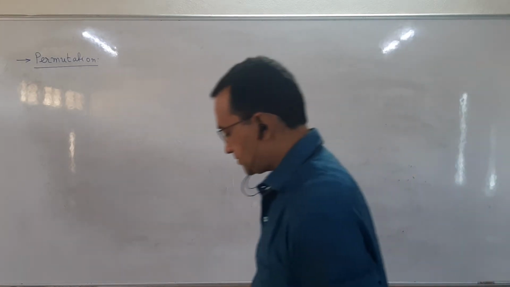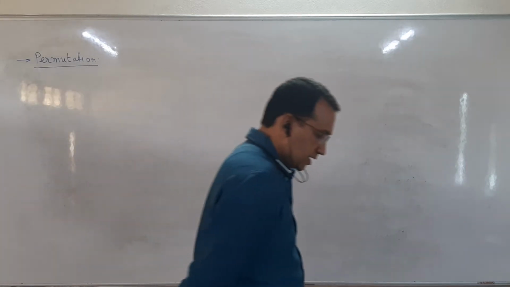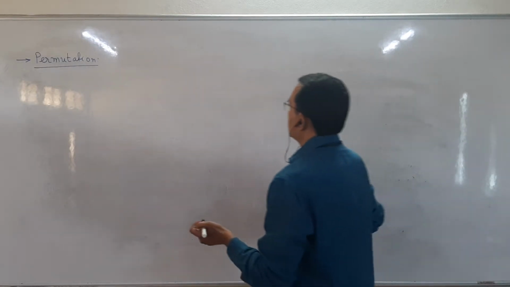All of you know we have done this. Now students, in a slightly different way, we are going to present the fundamental principle of counting in the form of permutation. Let us take an example to understand the definition.